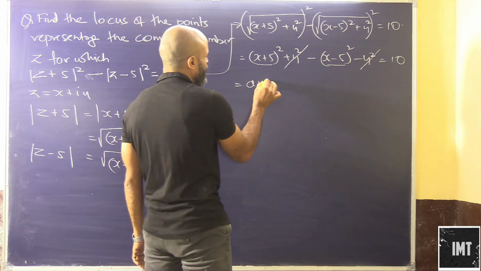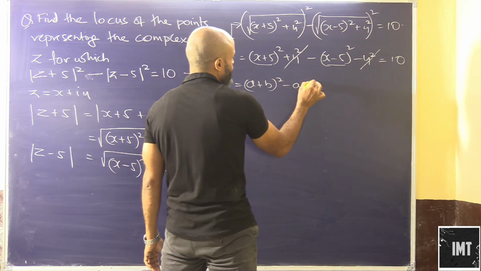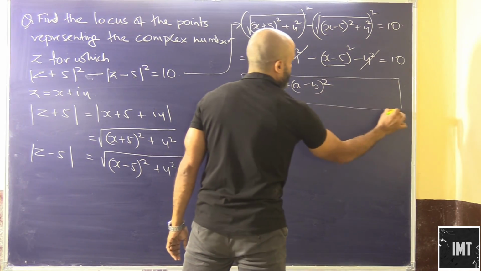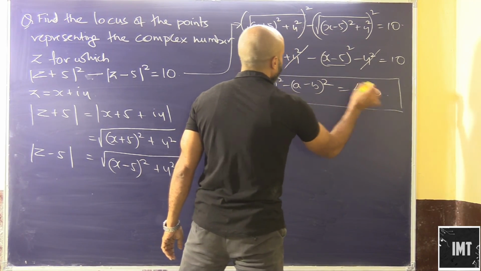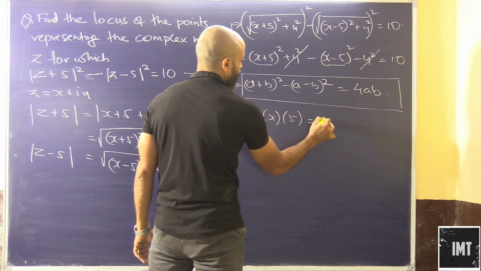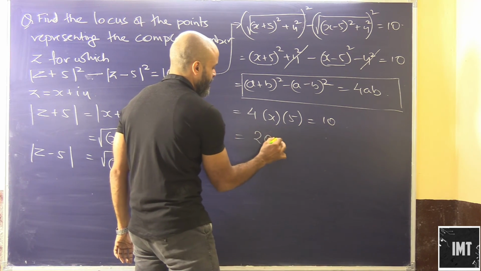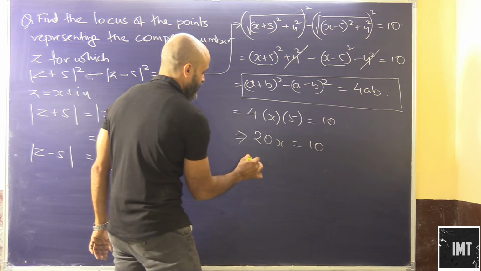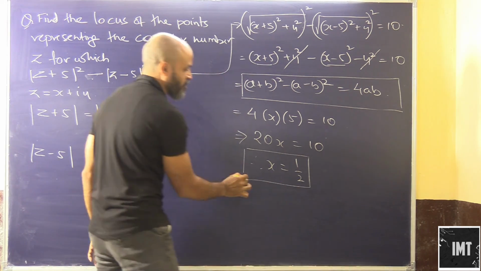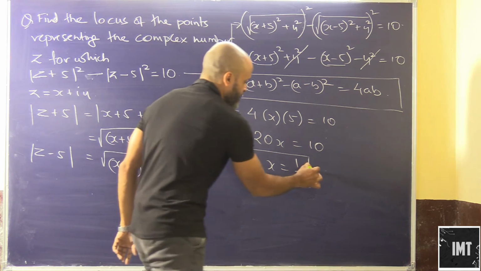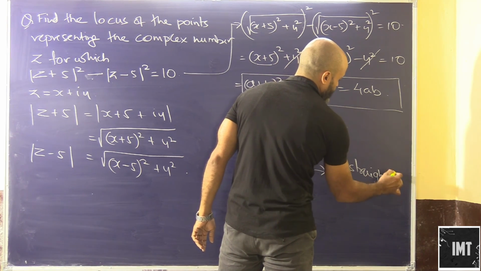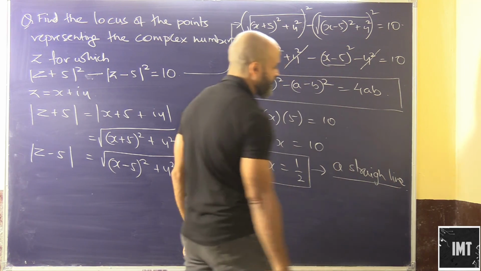This can be correlated to a plus b whole square minus a minus b whole square, which is going to give you 4ab. So we can straight away put 4 into x into 5 is equal to 10, which means 20x is equal to 10, which means x is equal to 1 by 2. Now x is equal to 1 by 2 will represent what? This is basically a straight line.